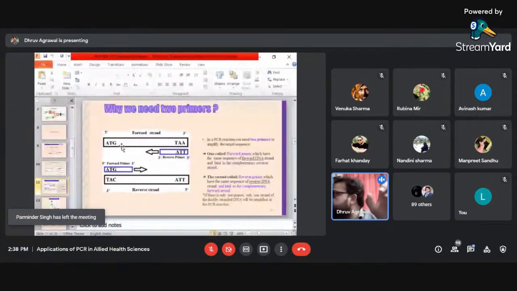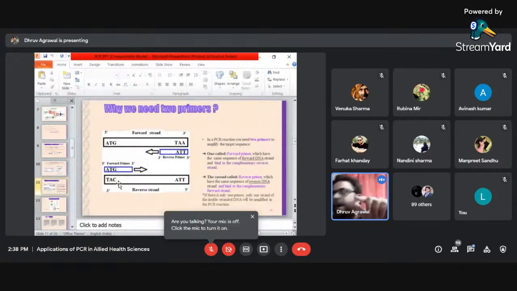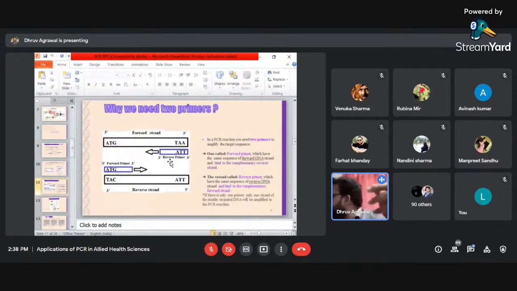But the interesting point here is that this forward primer will not bind to the forward template strand, because the sequence is the same, not complementary. Its complementary sequence will be present on the reverse strand. So that's why it is going to bind the reverse strand. Forward primer is going to bind the reverse strand, and reverse primer will bind the forward strand, because their complementary sequences are present on the alternate strands. Any doubts on this one?